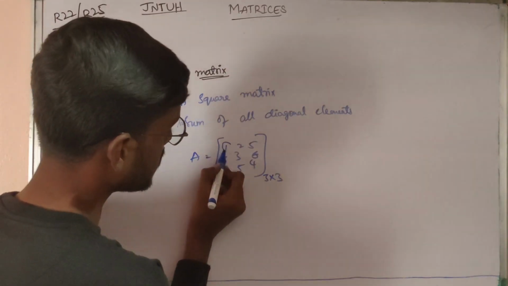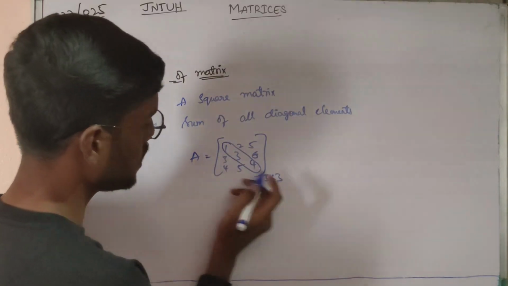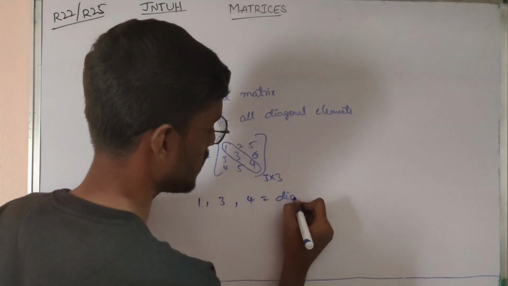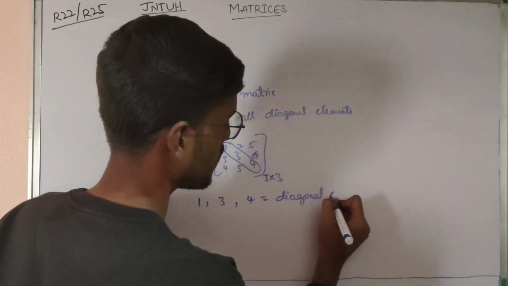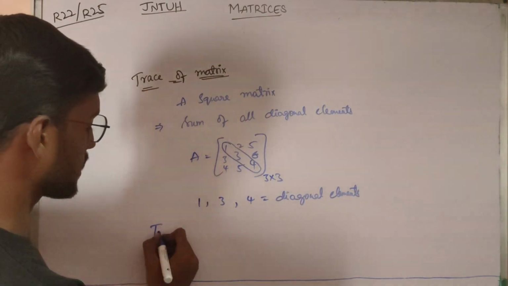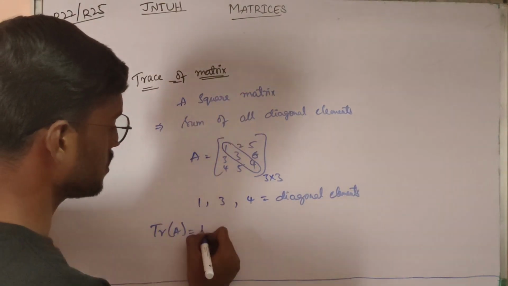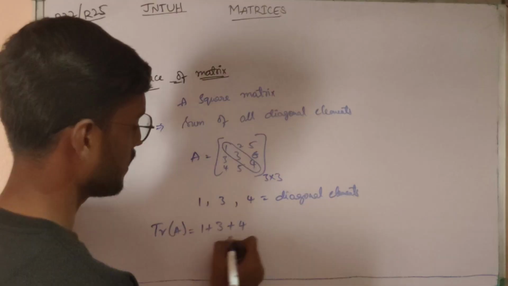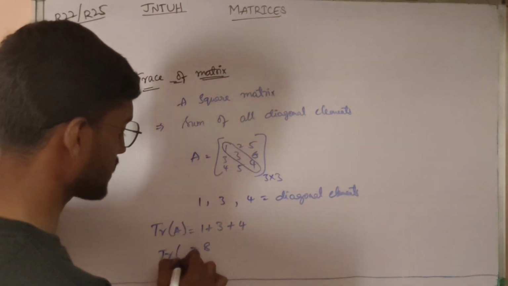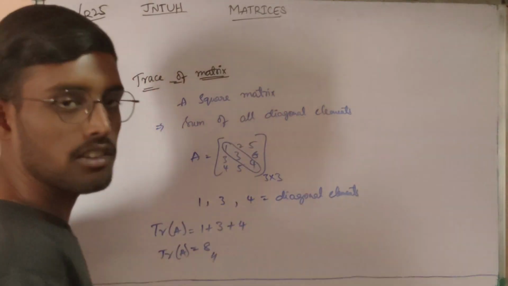So what are the diagonal elements? 1, 3, 4 are called diagonal elements, right? So trace of matrix A is equal to 1 plus 3 plus 4, which gives 3 plus 4, 7, 7 plus 1, 8. So the trace of the matrix is 8. This is called the trace of a matrix.